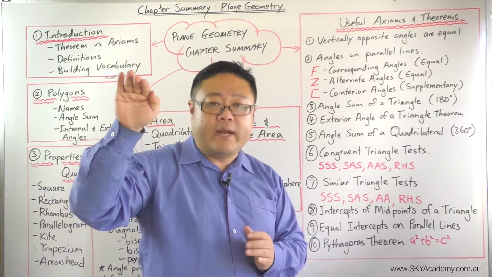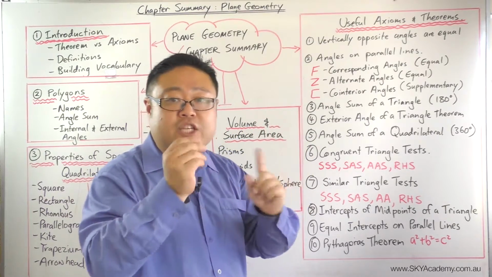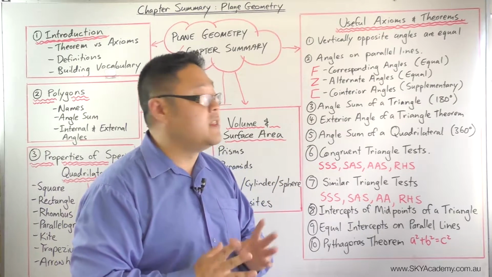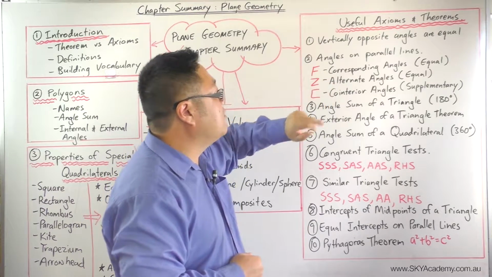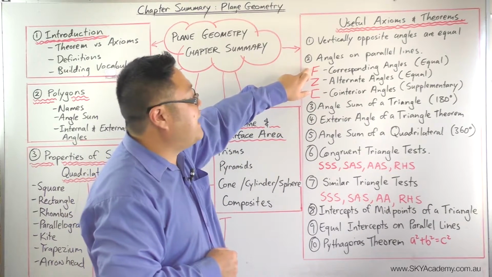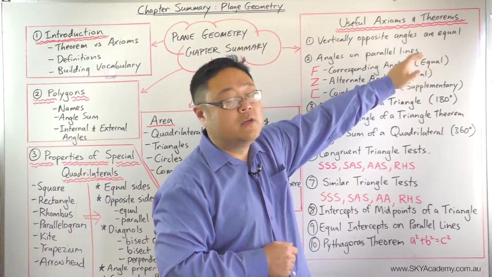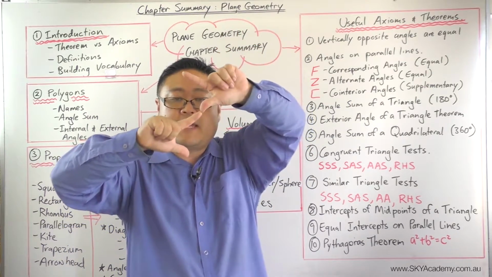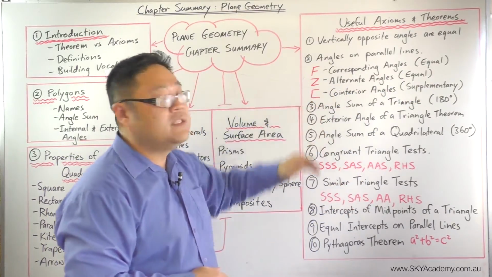When a transversal cuts through a pair of parallel lines, oftentimes we're interested in the relationships of some of the angles in that set of parallel lines and the transversal. So we looked at particular relationships called corresponding angles, alternate angles, and co-interior angles. Corresponding angles make an F shape, and corresponding angles on parallel lines are equal. Alternate angles make a Z shape, and on parallel lines we worked out that they're equal.